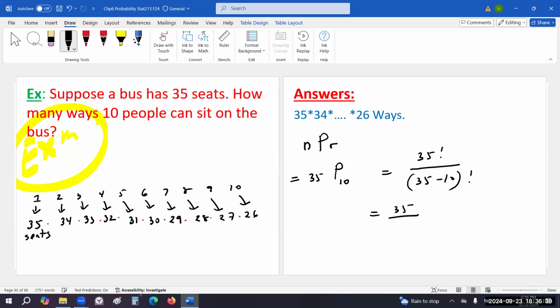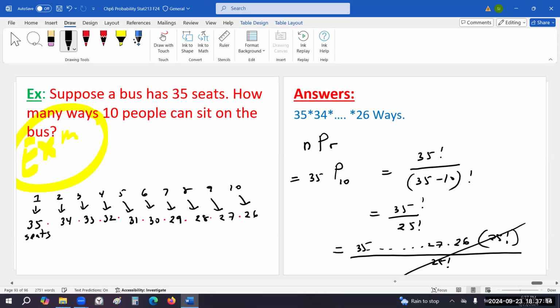So 35 factorial divided by what? 25 factorial. And now you may wonder, well, how come both answers are same? They look different, right? But remember the method I showed you before? 5 factorial is 5 times 4 factorial. Well, we can do the same thing here. 25 factorial, we leave them alone. And then we have 26, 27 until 35 divided by the 25 factorial. What remains? 35 to 26, all the numbers you multiply. See?